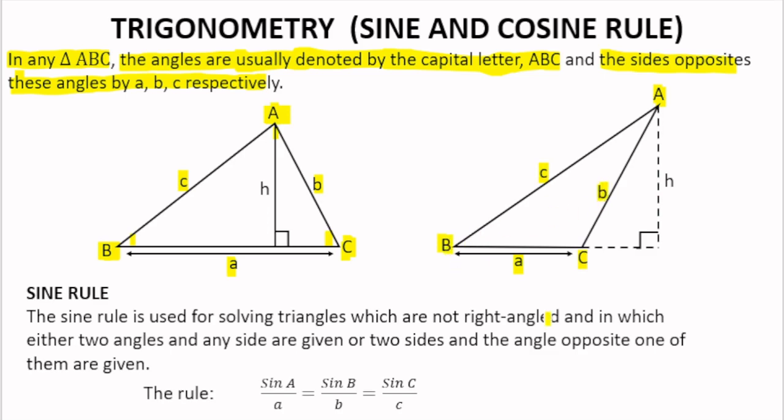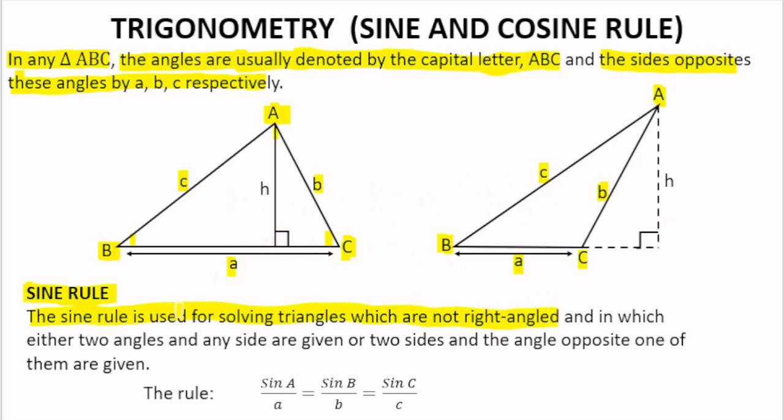Now that we've known how to get the parameters of a triangle, let's discuss what we'll have for today. What we'll have today is the sine rule. Now, the sine rule is used for solving triangles which are not right angled. So looking at these two triangles here, they are both not right angled.